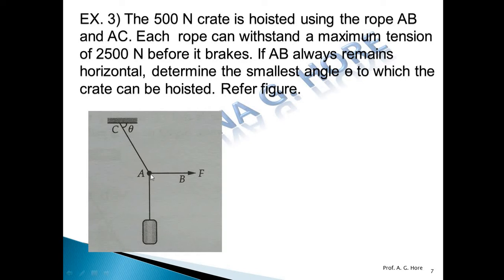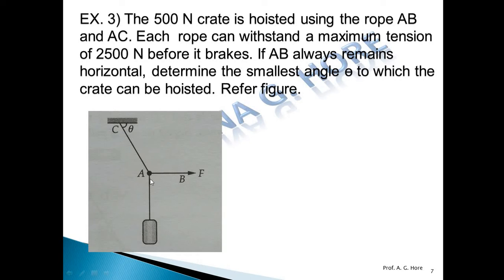Means what? If the tension in these two cables AB and AC is increased greater than 2500 Newton, then these two cables break. Means that this diagram or given figure is not in equilibrium. So to maintain this equilibrium, the tension in these two cables must not exceed 2500 Newton, and find this angle theta for the cable AC to maintain the equilibrium.